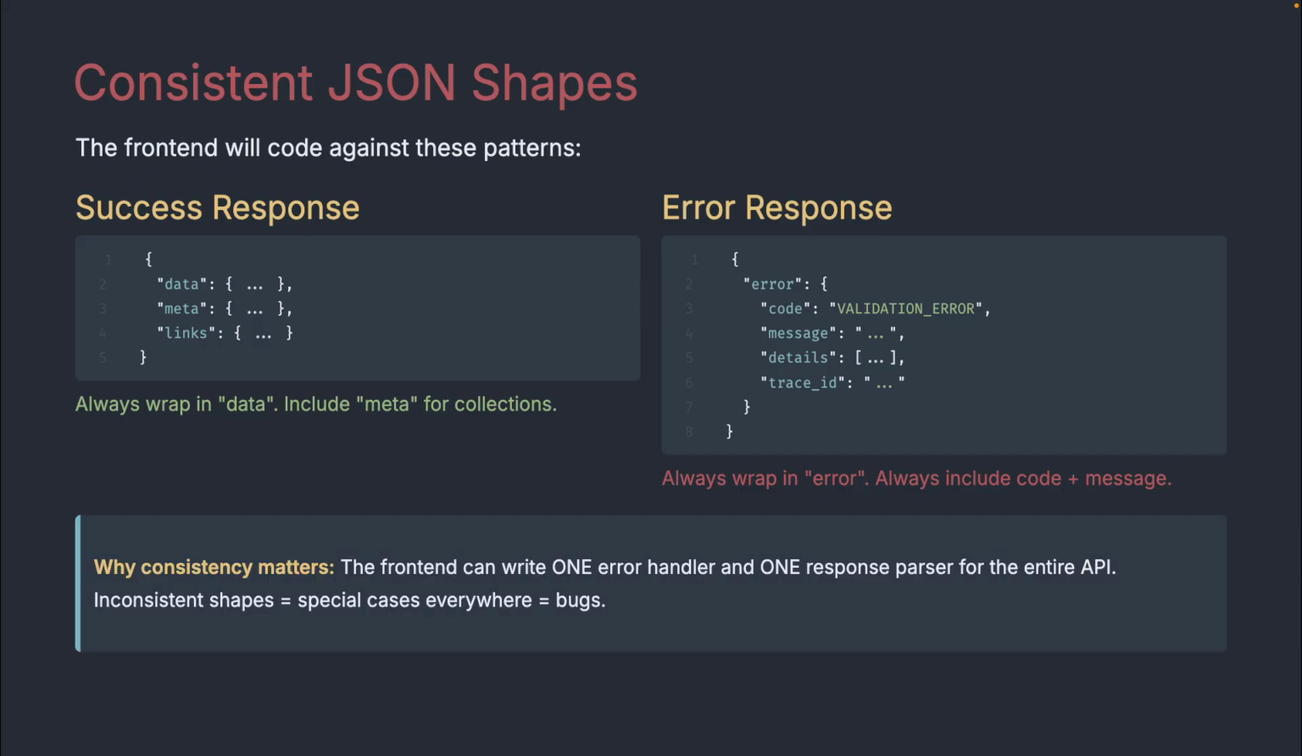Consistency matters. The front end can write one error handler and one response parser for the entire API. Inconsistent shapes, especially edge cases everywhere, equal chaos. So you have consistency, you don't repeat yourself. As simple as that.